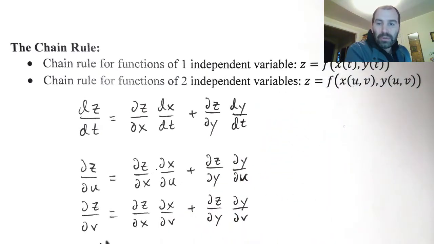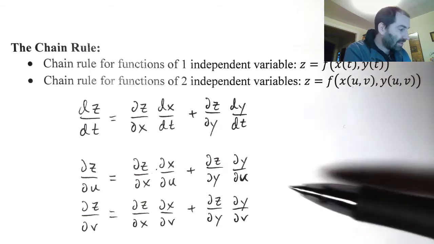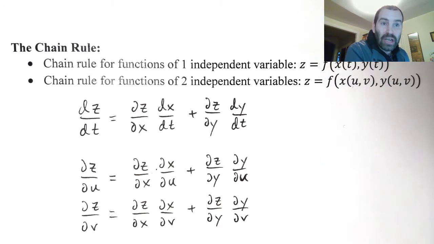Notice that this is almost the same, except that instead of differentiating the x's and y's with respect to u's, I'm now differentiating with respect to v's. But otherwise, it's exactly the same as what we did up here. So that's how the chain rule works.